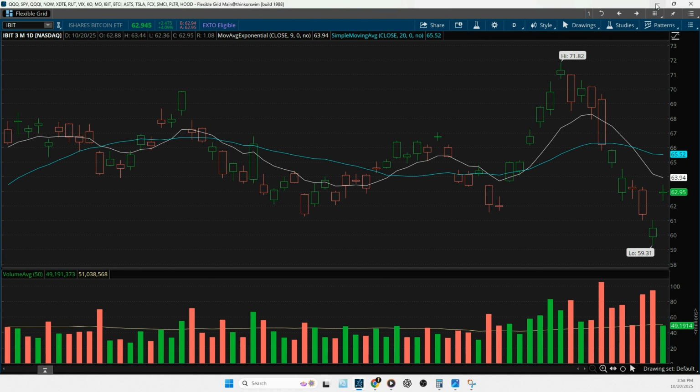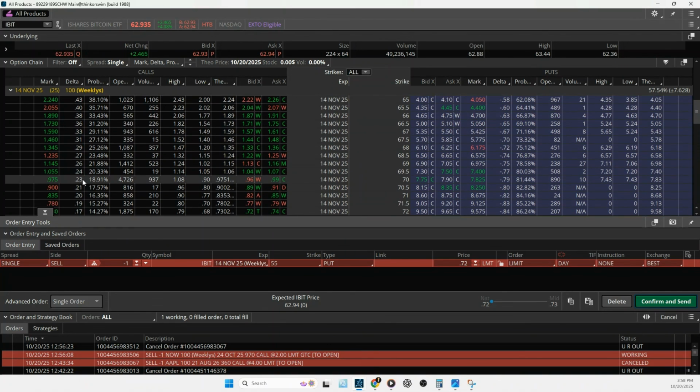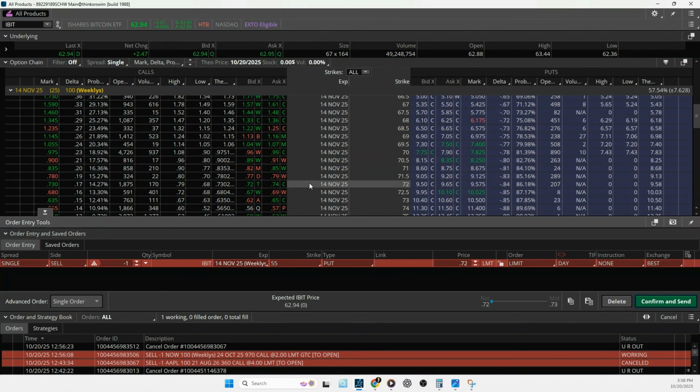Let's look at 70, because Bitcoin moves quite a bit. What's the call at 70? Ooh boy. What's the call at 70? Okay, 23 delta.